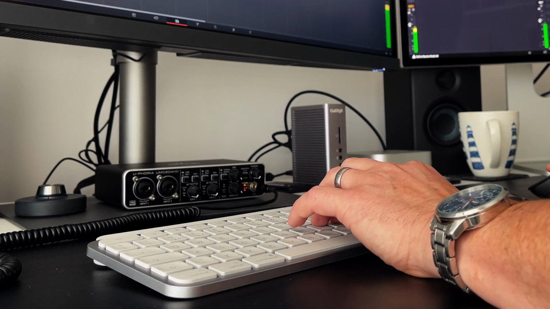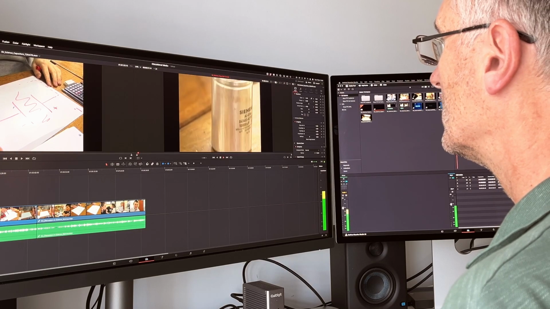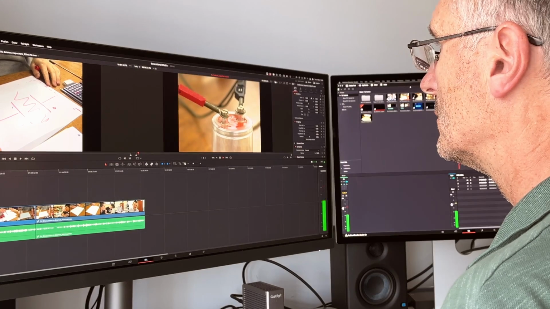But that's a capacitor. Yeah. To put some charge into it, we need a power supply. Yeah, so if I just turn on.